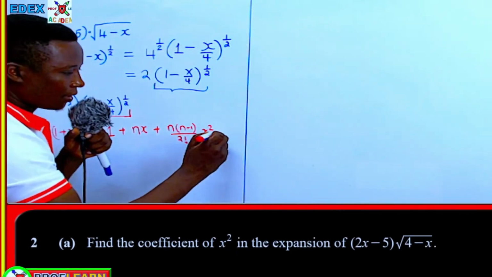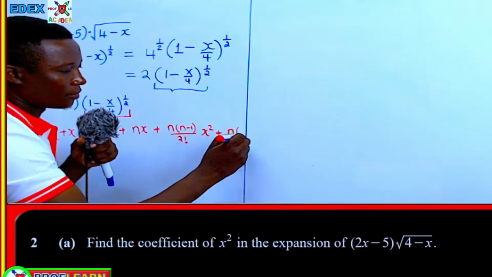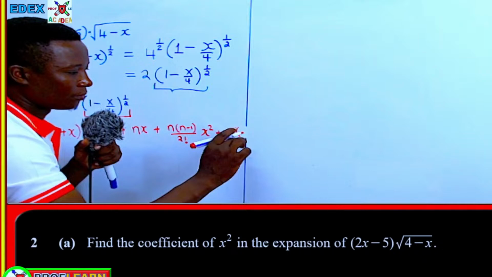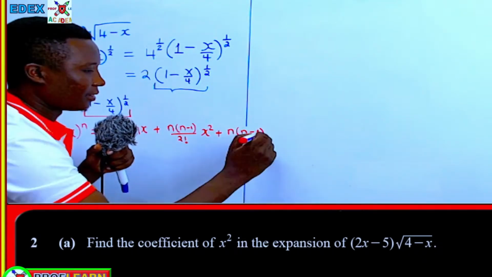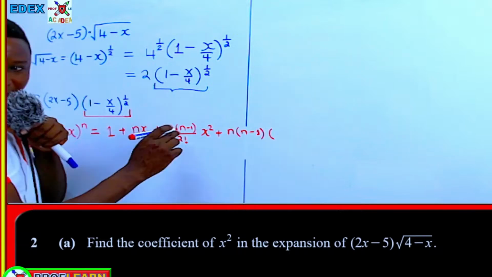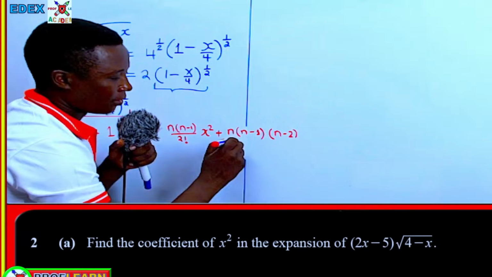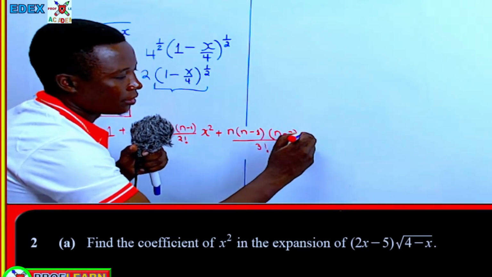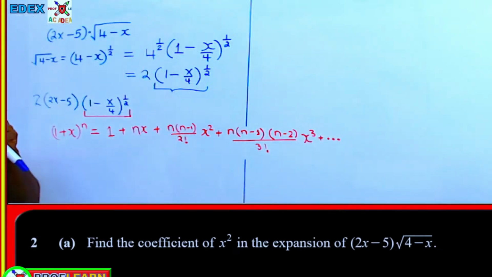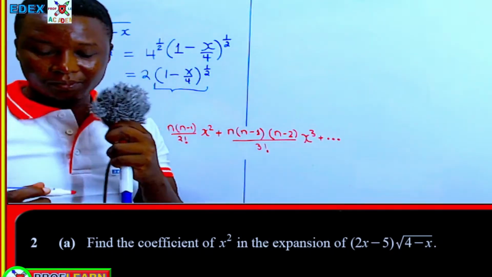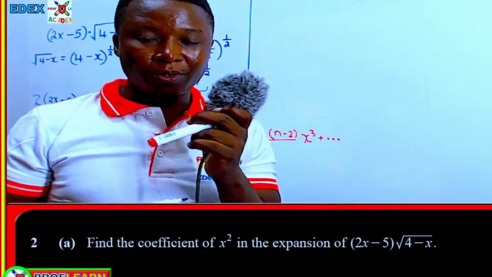Then the next term here will be n into n minus 1, and again, because we have done n minus 1, we are going to say now n minus 2, over 3 factorial, x raised to power 3. And now the sequence continues like that. That is according to the binomial theorem.